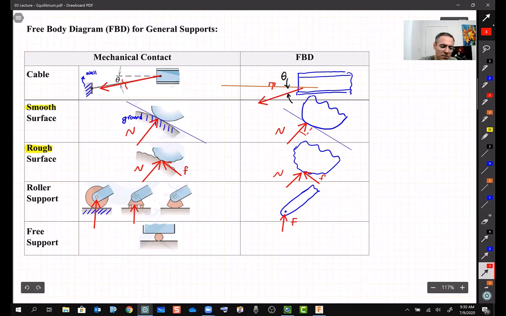The reaction force is just one force. And sometimes, just for simplicity, instead of showing the whole roller, they just show a portion of it. So if you see something like this shape, be careful. It doesn't throw you off. It doesn't confuse you. It's just the same concept, right?